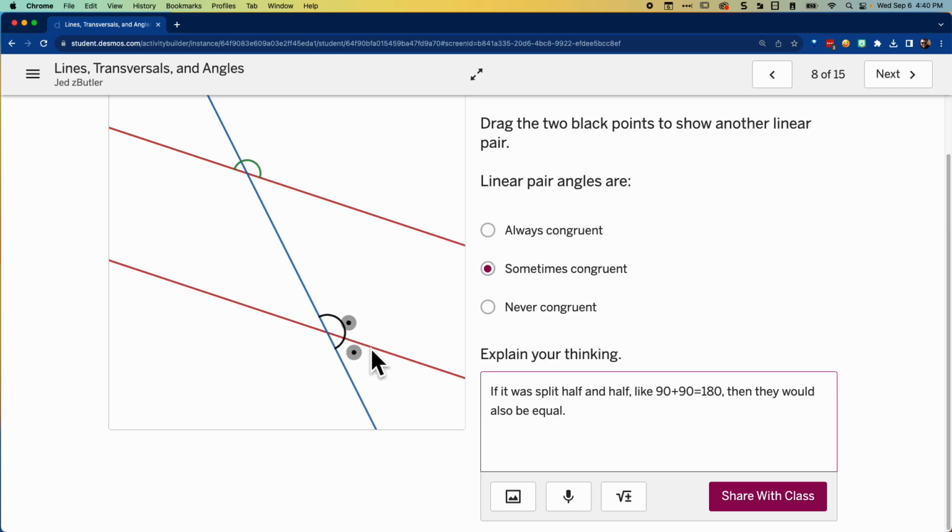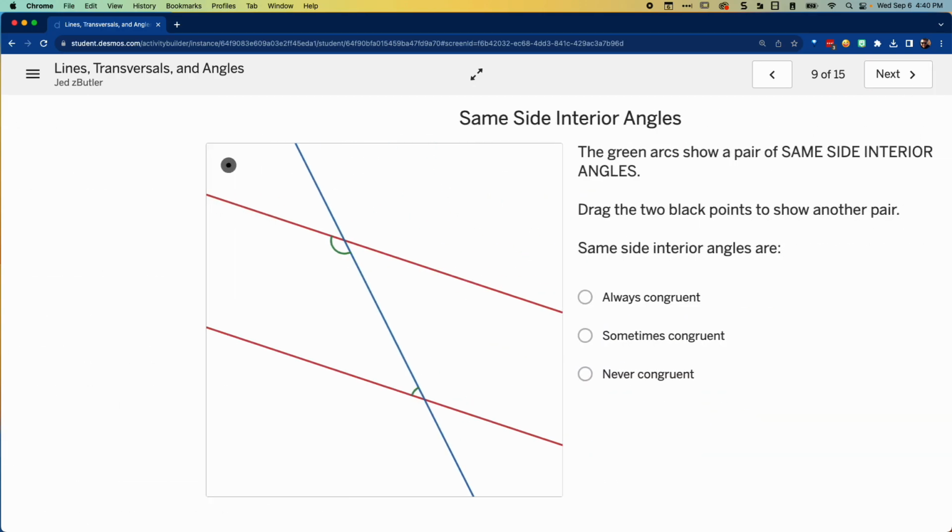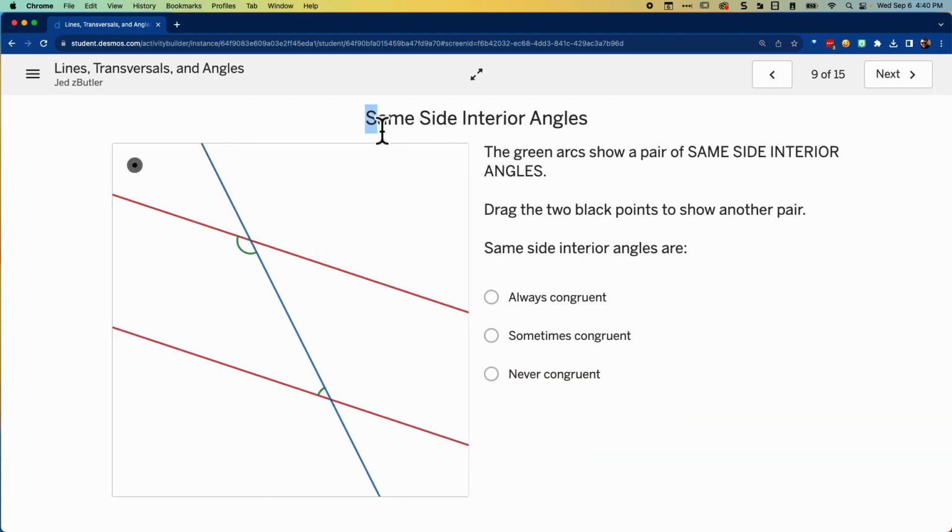So that's kind of interesting. It's not congruent unless it would be a half and half split where one angle was 90 and the other one was 90, because otherwise you're going to have a little one and a big one like that. Okay, let's share with class. Move on to the next one.